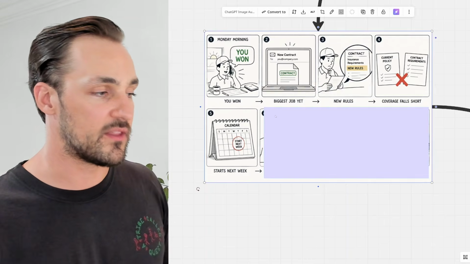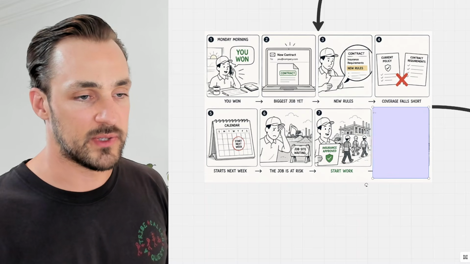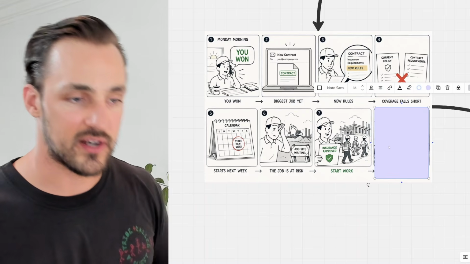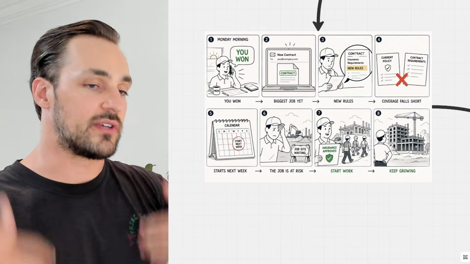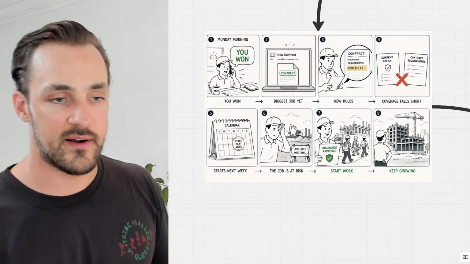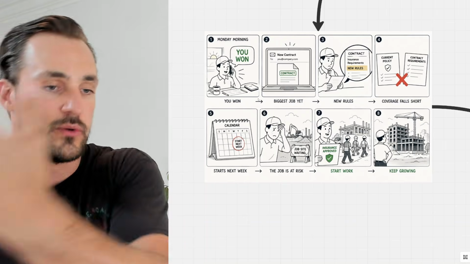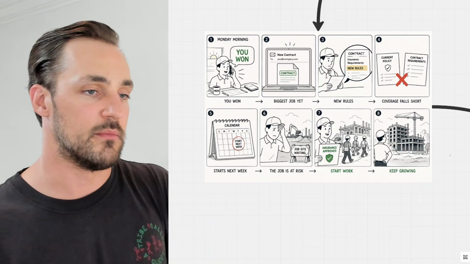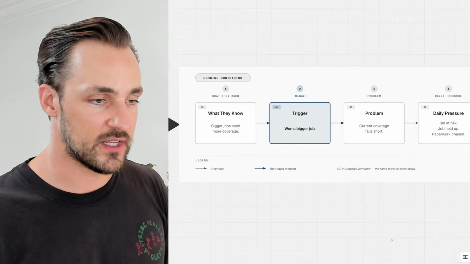Now, this is the buyer story, right? Job is at risk. Ultimately, in order to get the work started, you've got to have the insurance, right? And then happily ever after, you keep growing. This is the buyer journey, from stages of awareness, from unaware all the way to fully aware, most aware. Let's see this in a story.